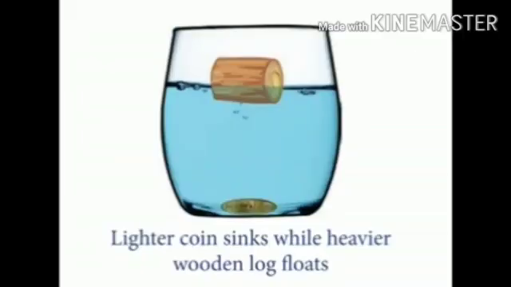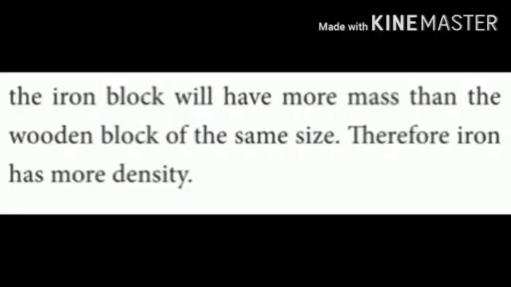The lightness or heaviness of a body is due to density. If more mass is packed into the same volume, it has greater density. So, the iron block will have more mass than the wooden block of the same size. Therefore, iron has more density.